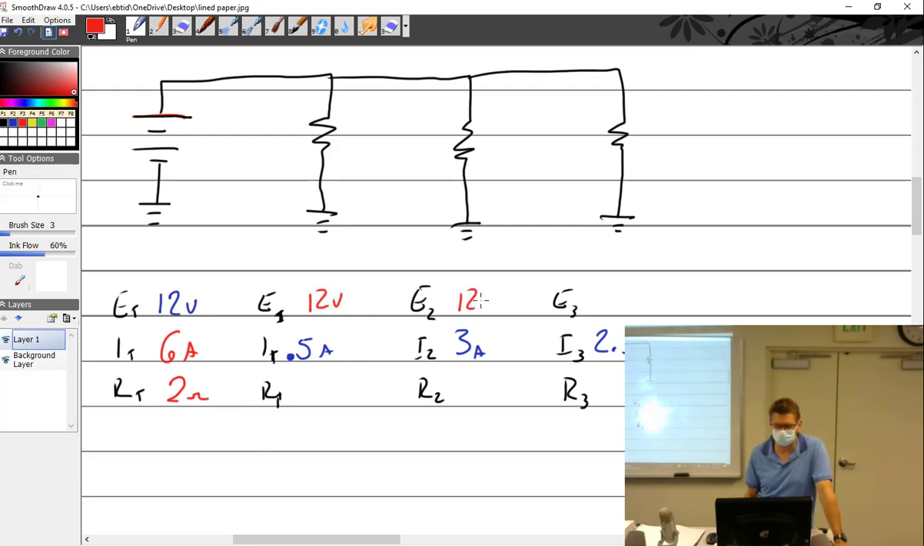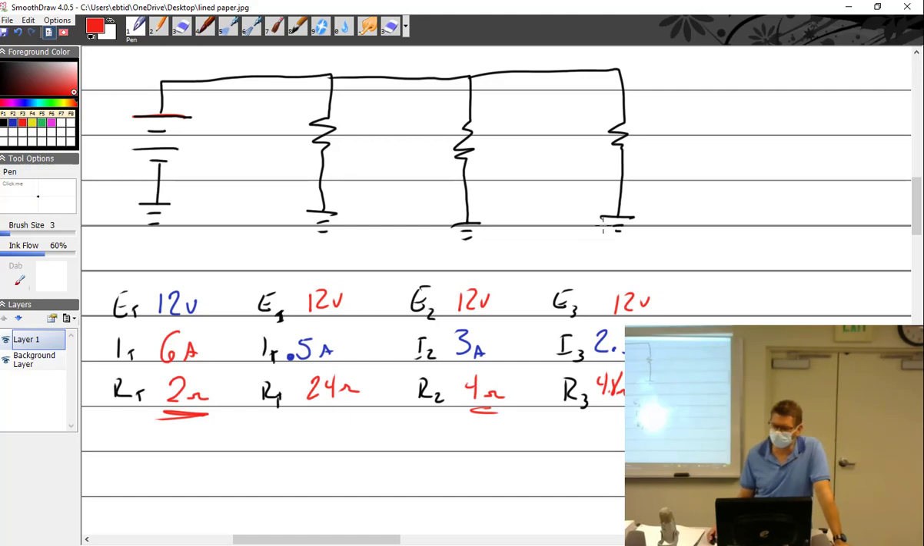12 across the top. Everything has 12 volts. And then solve for R using Ohm's law. So what'd you get? 12 times half is 24 ohms. 4 ohms. 4.8 ohms. 2 is smaller than the smallest resistor? Okay, sounds good to me.